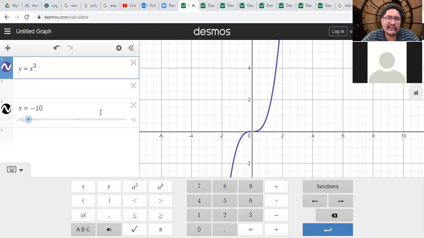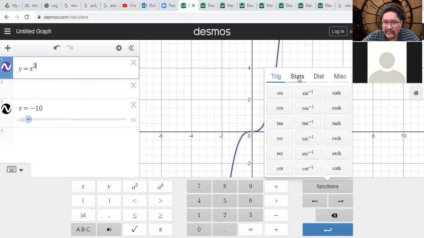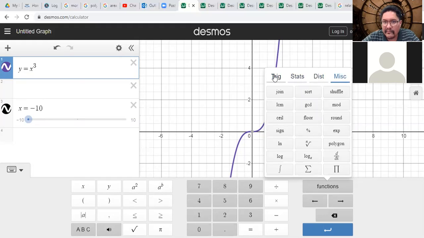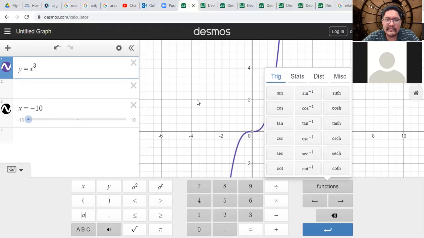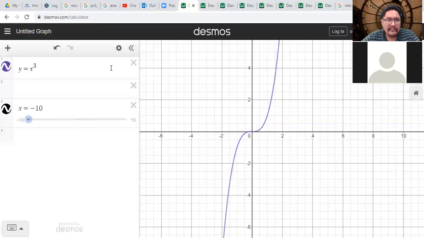That's probably the easiest way, but you probably don't want to type it because there's no button here that says 3 power. At least I don't think so. There may or may not be one. But either way, this one, we don't have 3 power. Anyway, there's our function.